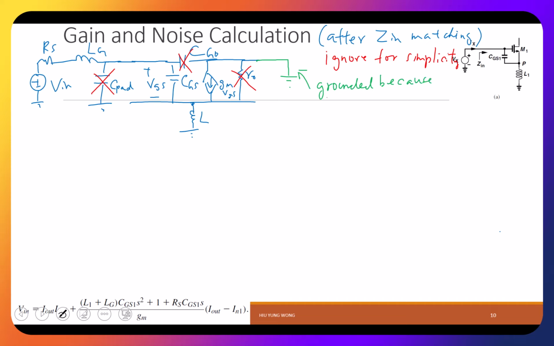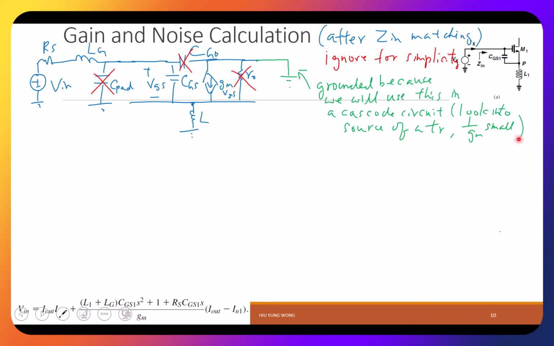Grounded, because we will use this in a cascode circuit, where you look into the source of a transistor. So you get 1 over gm, which is small. The only reason I dare to ground it is for later use. I even find the gain is useless for you now, because you still don't know the whole circuit. This is just a part of a bigger calculation. Later you will realize that what I make here makes sense. If it doesn't make sense, then you better go back and redo your calculation. Do you see what I mean? Why do I ground it? Just because I know that later the output impedance is very small, about 1 over gm.